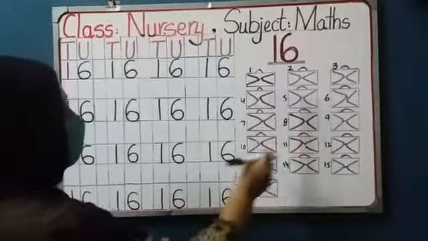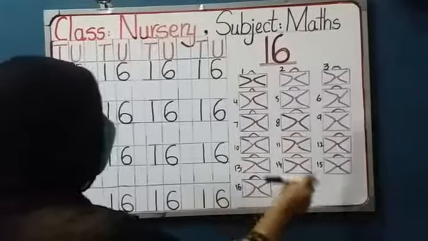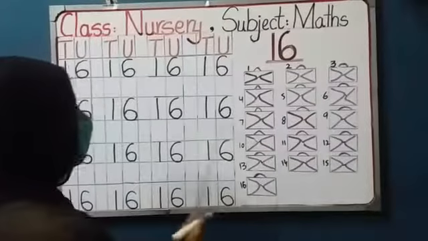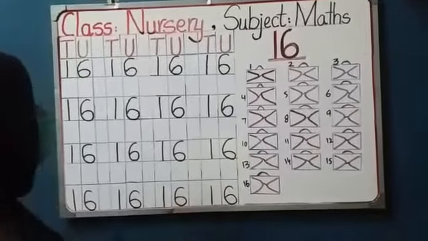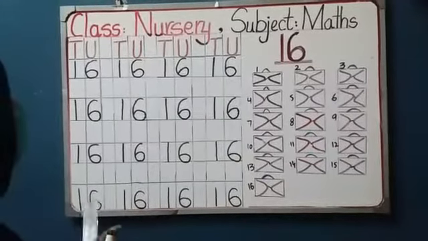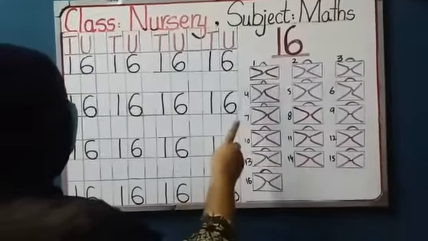Look, students, we have an example here. These are bags. These are handbags, or purse. This is the example of 16. Look, now we have to write 16. So count the purse.